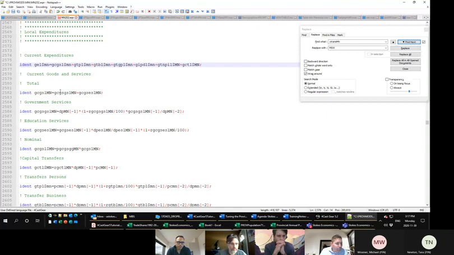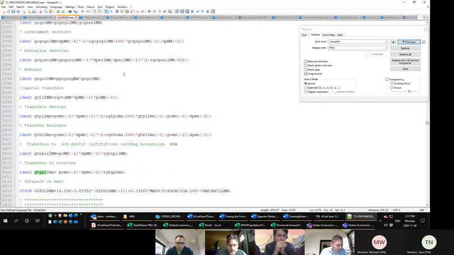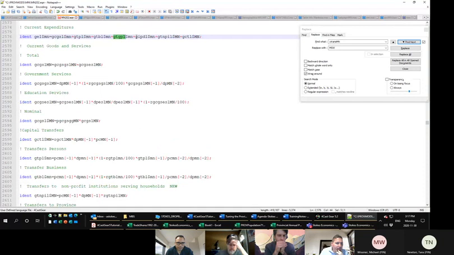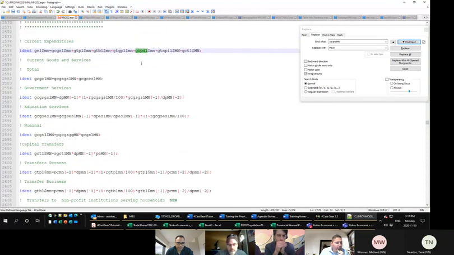Of course, the municipalities have all their spending components, transfers to persons, transfers to business, the provincial and your interest on debt.